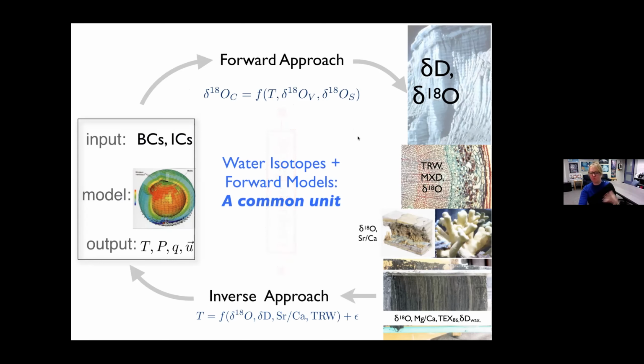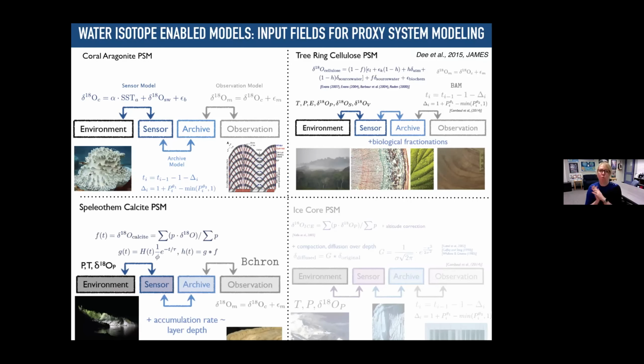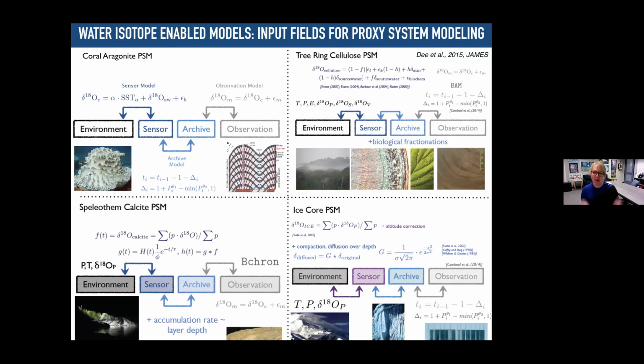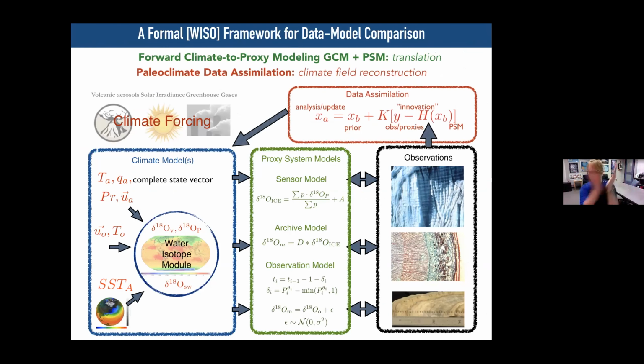So water isotopes are really a common unit, or a lingua franca, that links paleoclimate observations to models. And so water isotope-enabled models are a critical link for our proxy system modeling efforts that are ongoing. And we can think about this as a formal data-model comparison schematic, right? We have our climate models, we have our proxy system models, we have our observations. Now we're incorporating data assimilation.